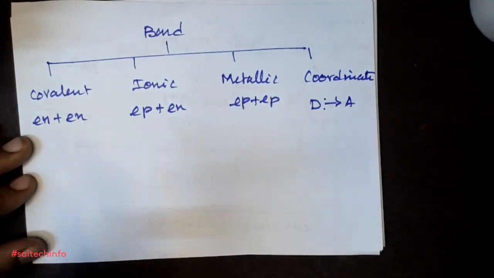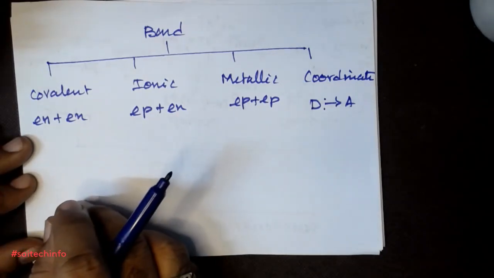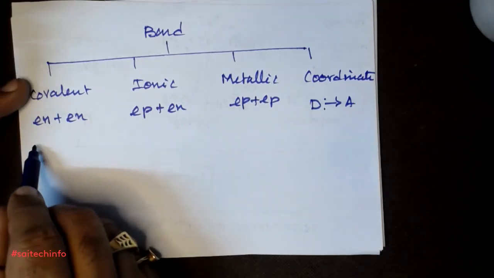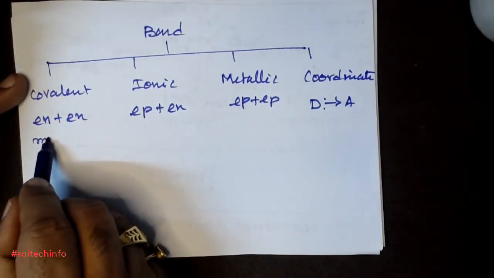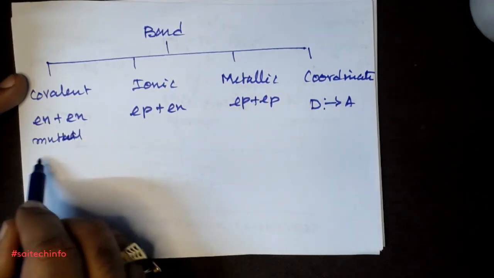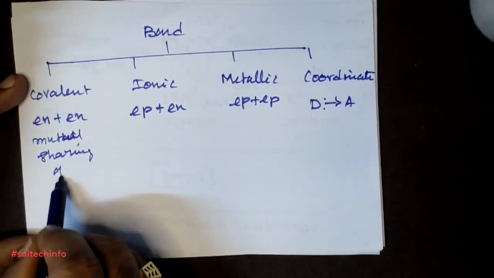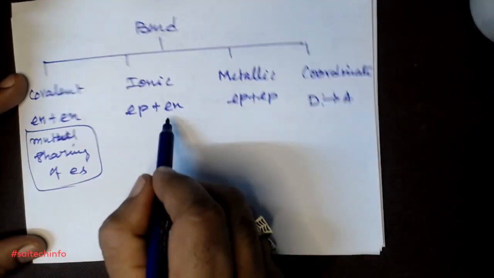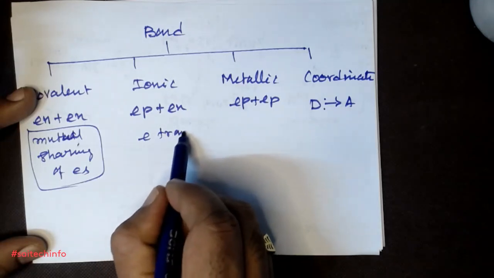We know that for any chemical bond, a minimum of 2 electrons are required. Either these 2 electrons should be mutually shared, as in the case of covalency, so here mutual sharing of electrons takes place, or here it is electron transfer.